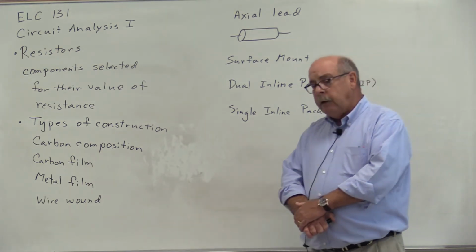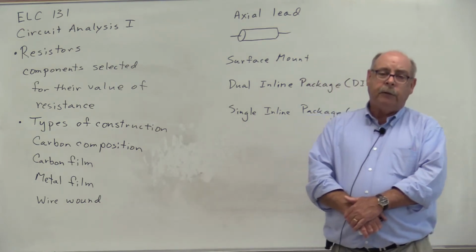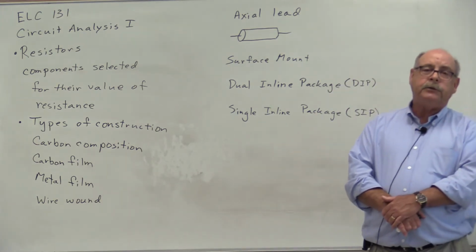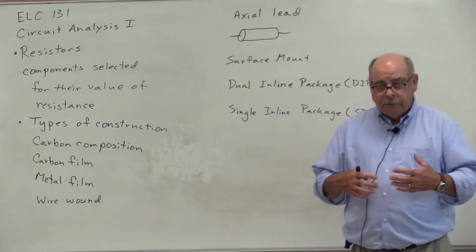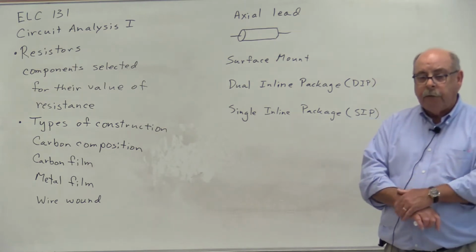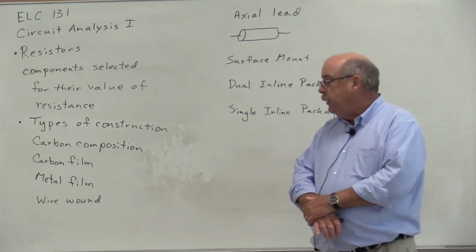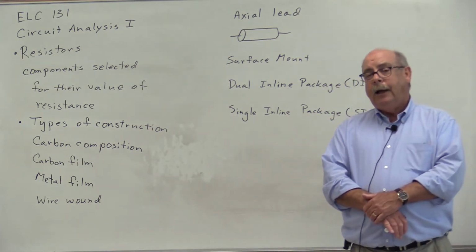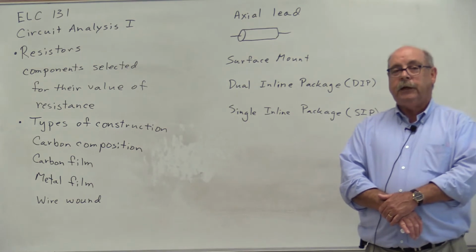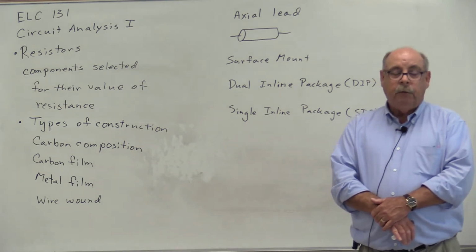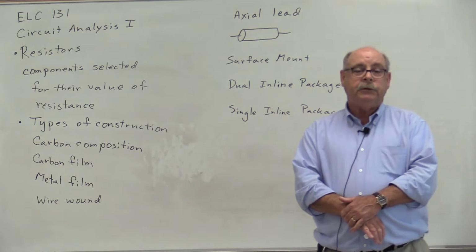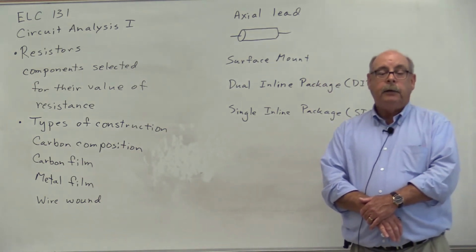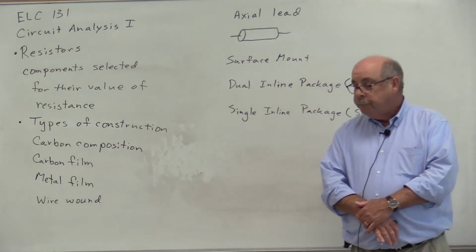Now, there's a couple of things about carbon composition resistors. One is they have an ability to withstand great surges of energy or great surges of voltage, and they're still used for that property. But one of the disadvantages with carbon composition resistors is that as they age, their resistance tends to increase. So it was found that carbon composition resistors just did not meet the tight tolerances required in modern electronic equipment.